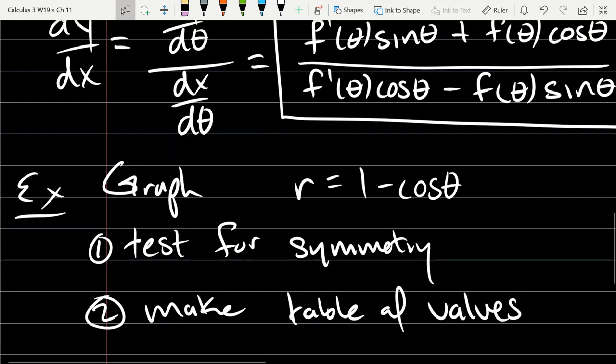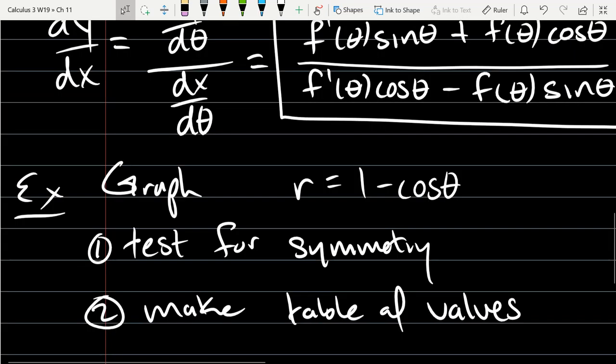So, looking back at your symmetry tests, making what swap would preserve our equation? Changing what to negative? R. If I change R to negative, that'll introduce a negative sign that won't go away. What about making theta negative? Does cosine care if the input's negative? Nope, cosine is an even function, so if I make theta negative, it's the same as cosine of regular theta.